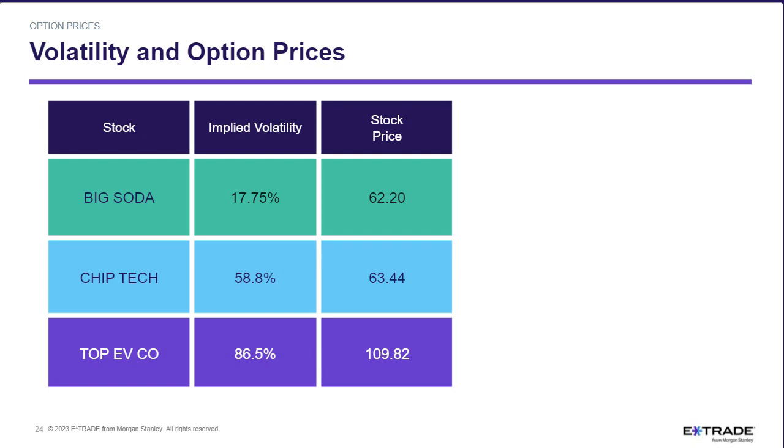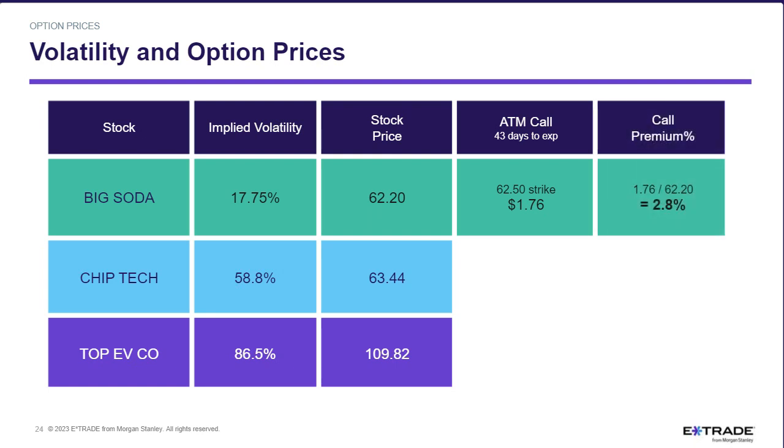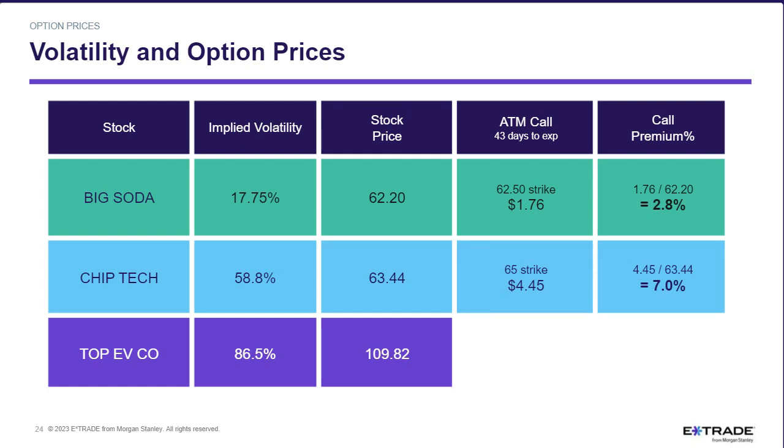And here are some option prices. I chose an at-the-money call as close as possible. They're not all precisely in the same relationship, but it still illustrates. So to buy a $62.50 call with 43 days to go on Big Soda, the call price is $1.76. That $1.76 divided by the stock price of $62.60 is a 2.8% premium. Chiptech, stock $63.44, a 65 strike call was $4.45 for a 7% call premium.